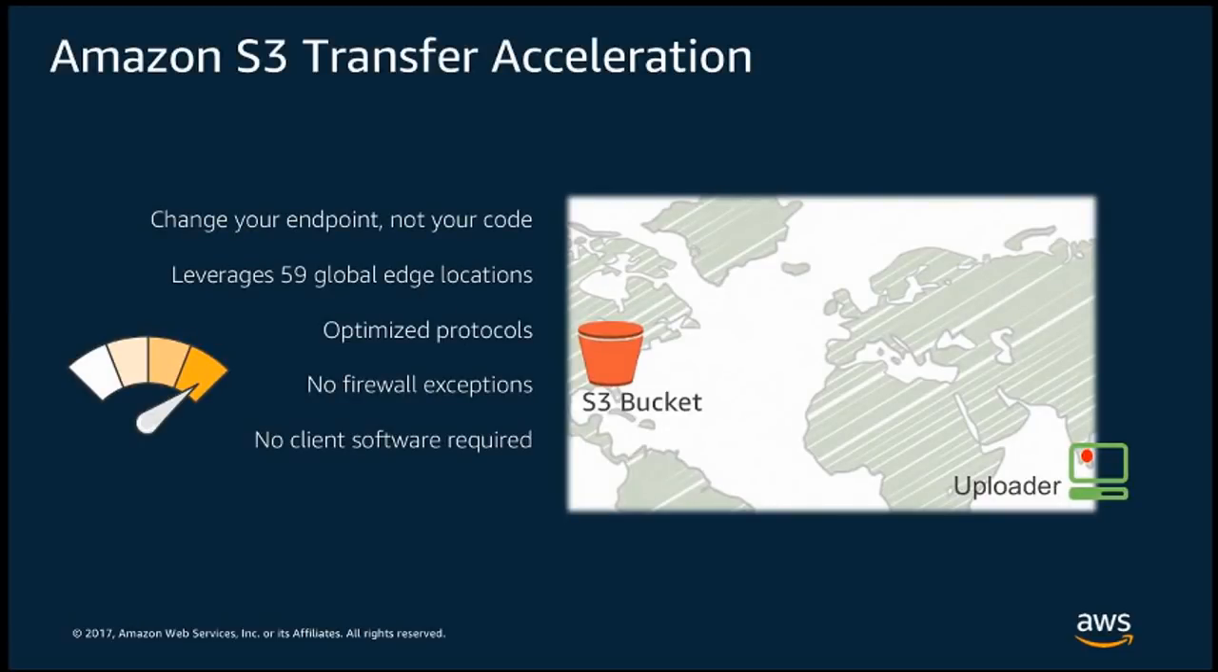And transfer acceleration is a way to improve performance when you're writing data to or reading data from an S3 bucket that's maybe far away. So in this case, you can see in our little graphic here, we've got an S3 bucket in US East 1 on the east coast of the United States, and we have a client down in India, and they're uploading data into that S3 bucket.